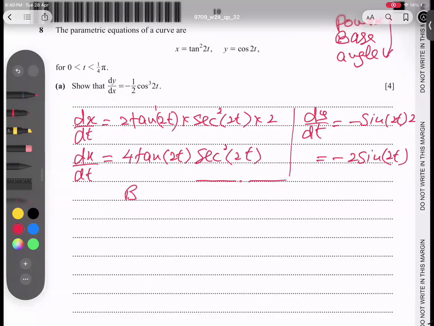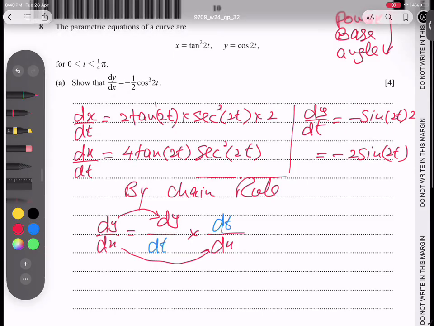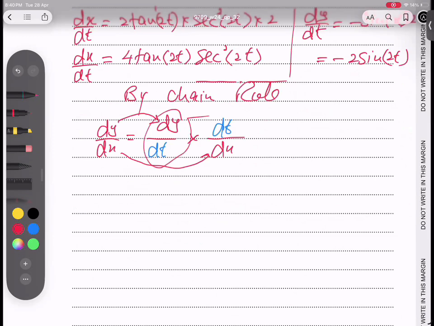So by chain rule, I'm writing dy over dx and writing two fractions, students. This will come in the upper numerator, and this goes in the second denominator. And the third variable is dt and dt. And now I'm going to replace. So I can replace as it is negative 2 sine double t. And there's a reverse, because x up, t down; here t up, x down. So I'm writing 1 over 4 tan double t and secant square double t.